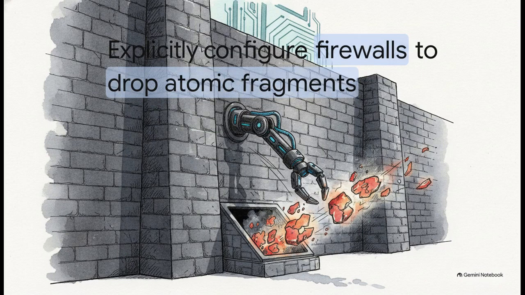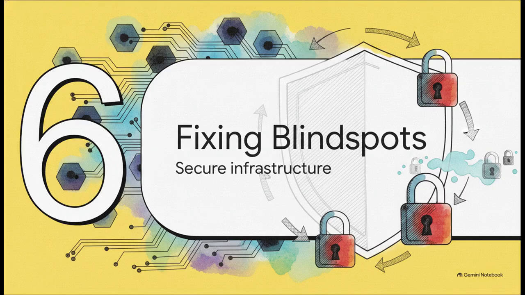The fix here is straightforward. You must explicitly configure your firewalls to drop atomic fragment packets immediately. Don't even try to process them, just drop them at the edge. Done. Finally, Section 6. Fixing IPv6 security blind spots.